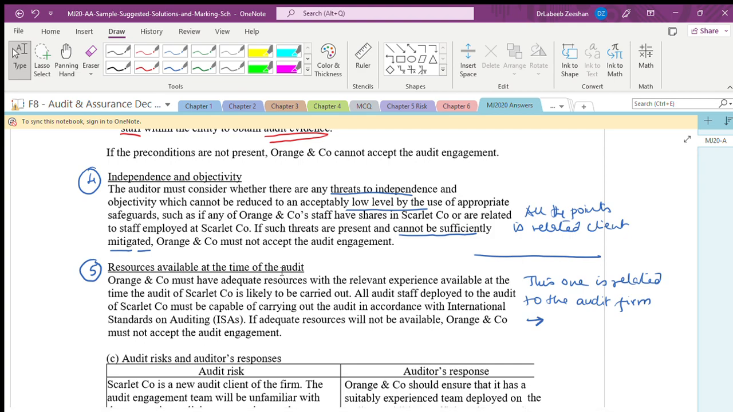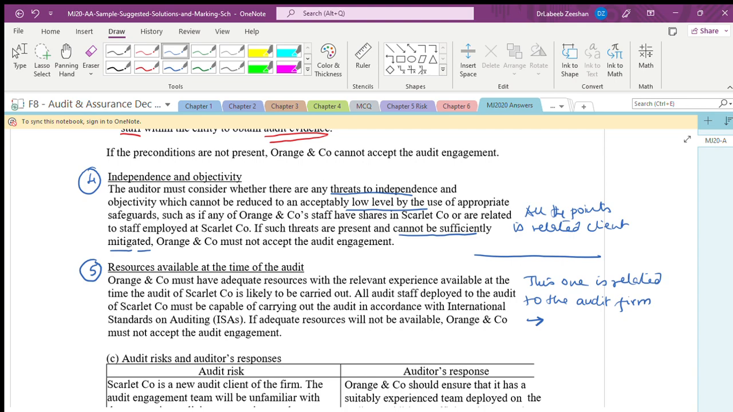When you accept the offer, you should be capable of having that many skilled people to discharge the responsibilities. If you don't have the relevant people, and you are accepting an audit of a bank, definitely you should have some people who are specialized in bank audit. If you are taking on the automobile industry, you should have people who are specialists in automobile. Educational industry, you should have people who are in education.